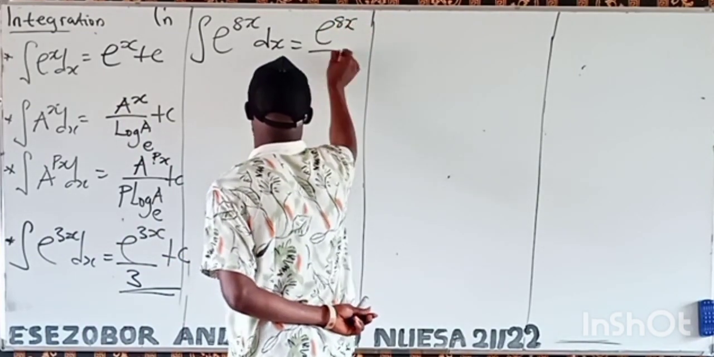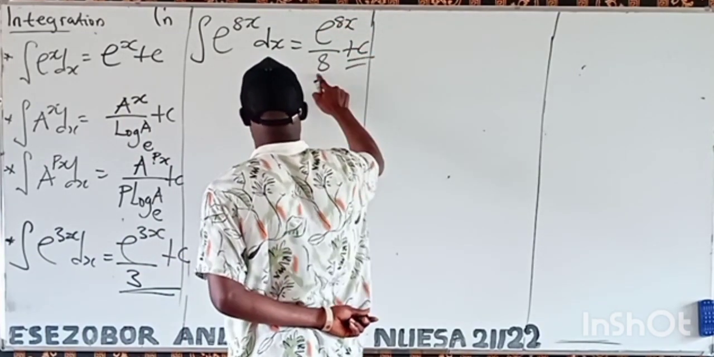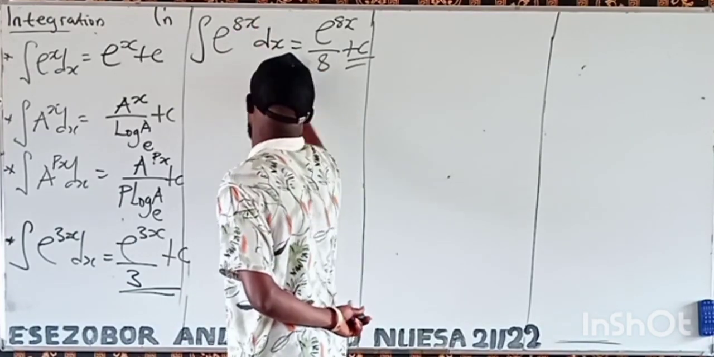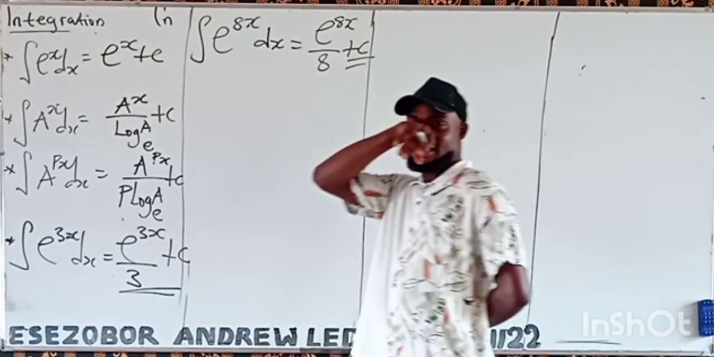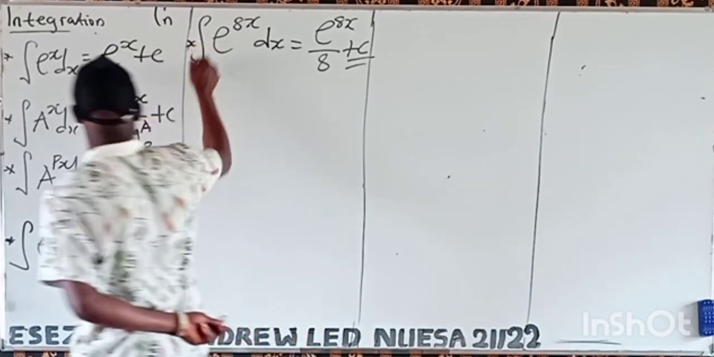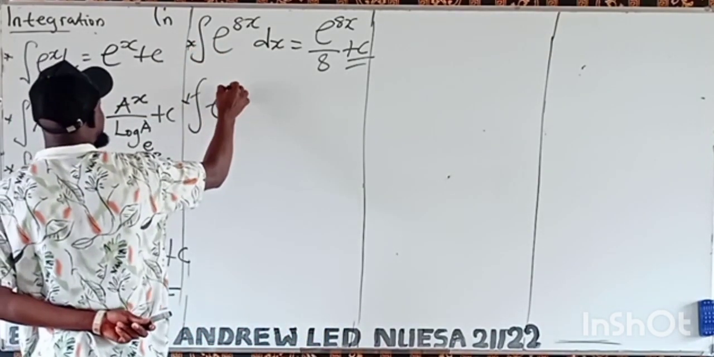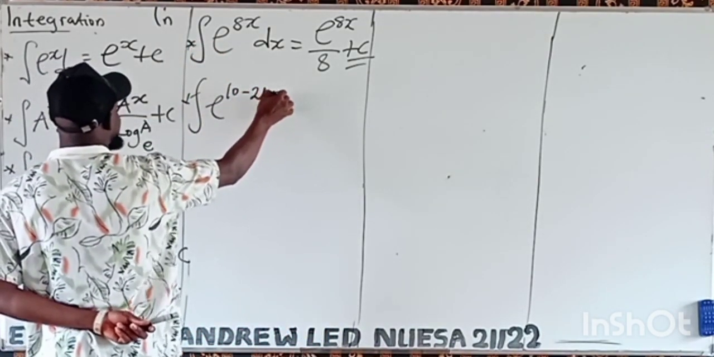Exponential 8x over 8 plus c. How do we get this 8? Differentiate 8x, you have that 8. That's all. So let's say you are integrating exponential 10 minus 21x.